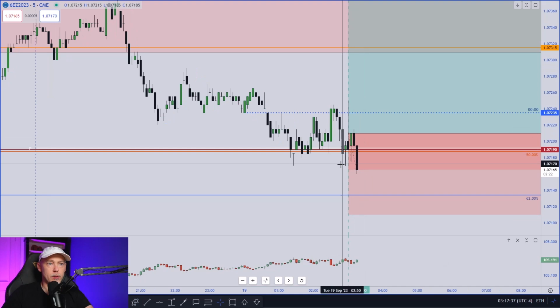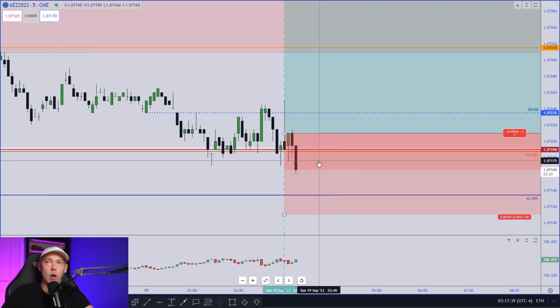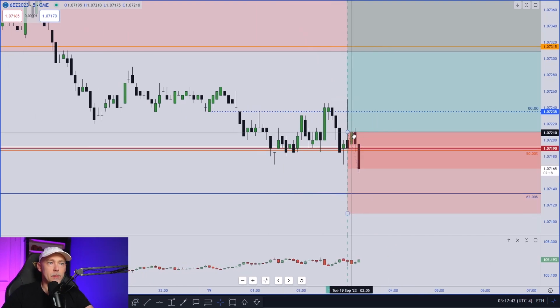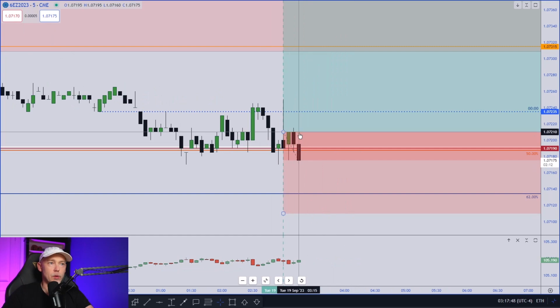It has taken out these lows here. With these trades, sometimes people will take trades and have stops very close to where they've entered. I don't do that. I like to have a 10 pip stop, giving the trade a bit of room in case it does want to do what it's doing right now, break a little bit lower.